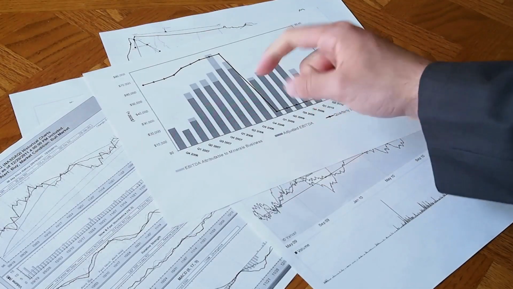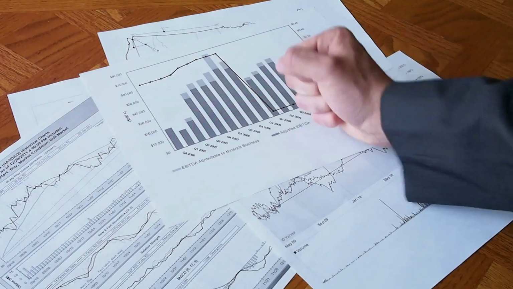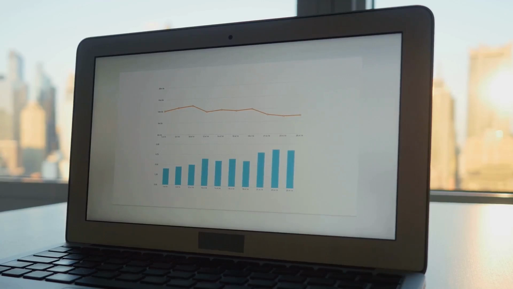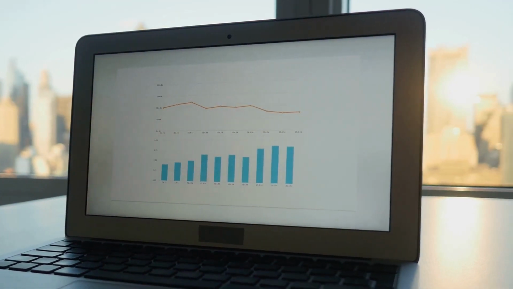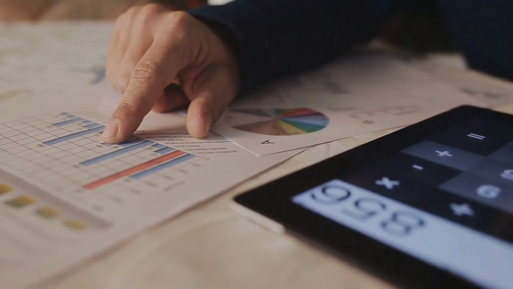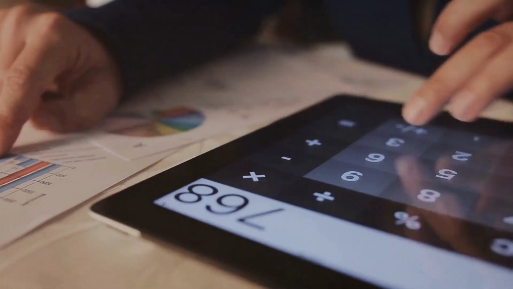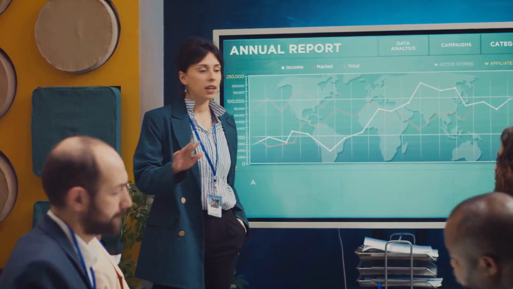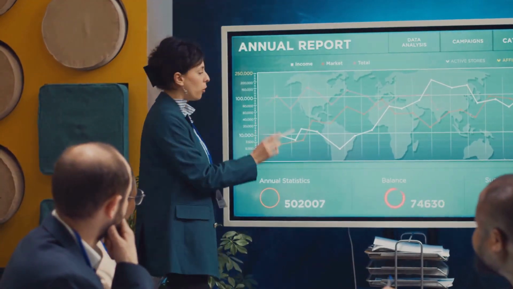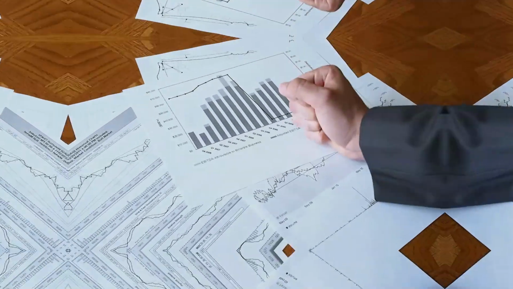Liabilities represent a company's obligations to others, like debts owed to creditors. They can be short-term, like accounts payable, or long-term, like bank loans. Understanding liabilities is crucial for assessing financial risk. Equity represents the owner's stake in the company, the residual interest after deducting liabilities. It includes contributed capital and retained earnings, the accumulated profits reinvested back into the company.